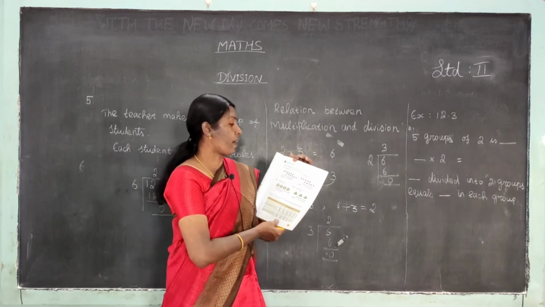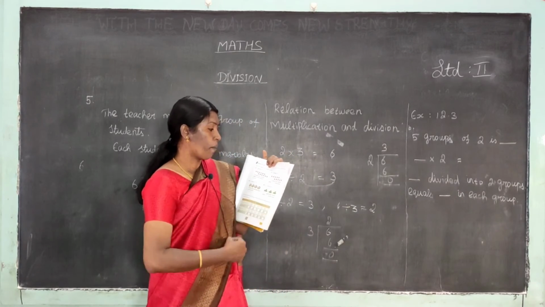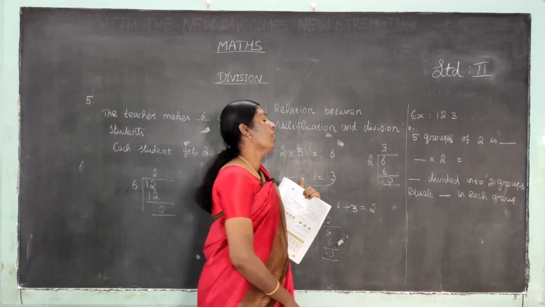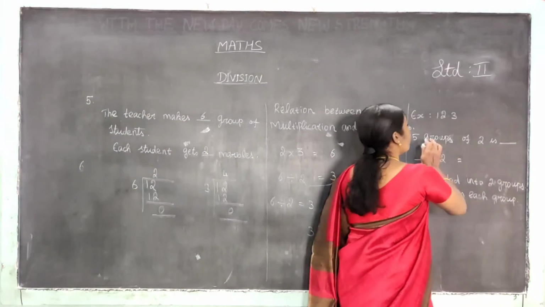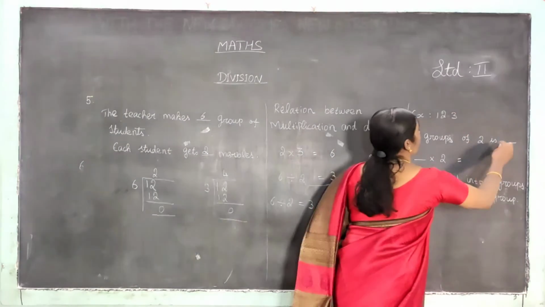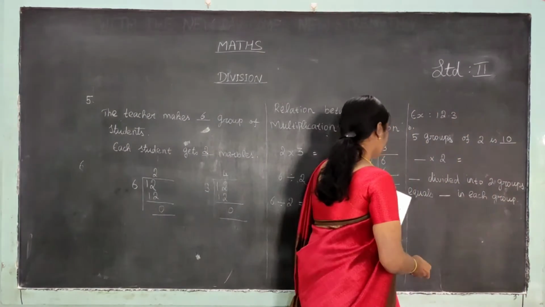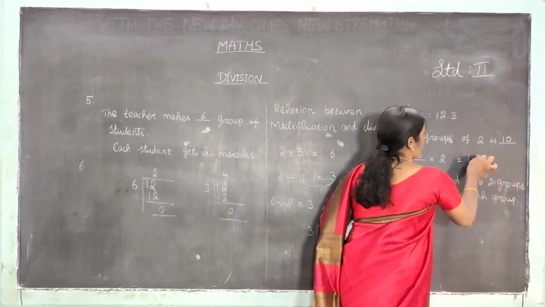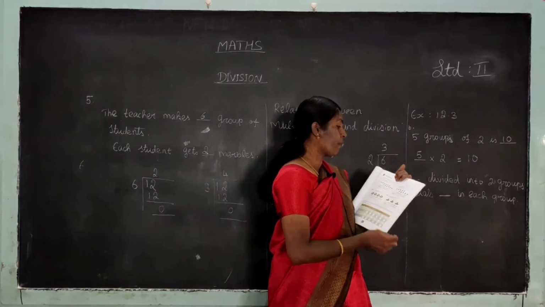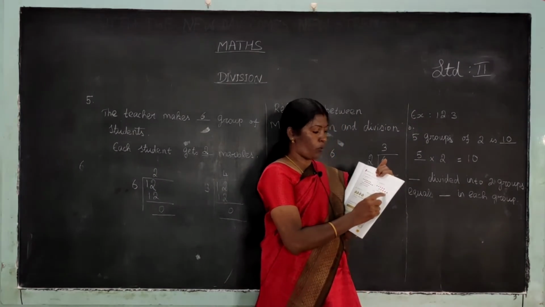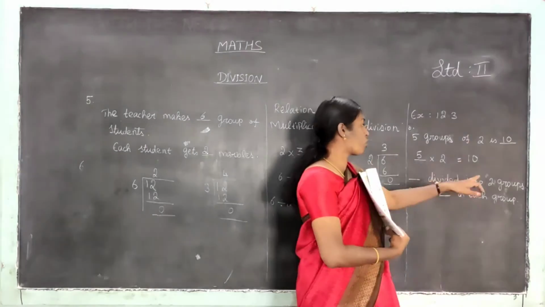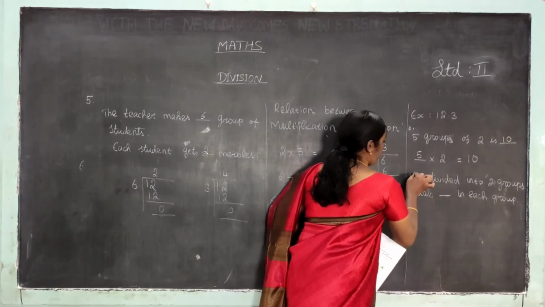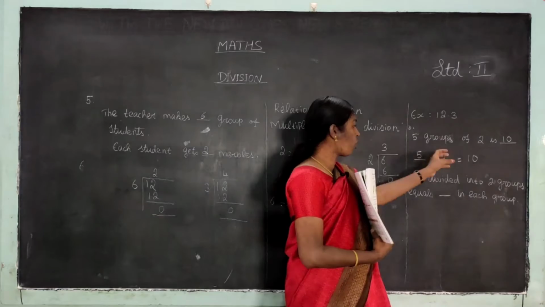You see the next one. What is it? Beetles. See, 5 groups of 2. 5 groups of 2 means what? 5 into 2. Here 5 2s are 10. Next you see, blank divided into 2 equal groups. Which is divided, 10 is divided. So we write here 10. 10 divided into how many groups?